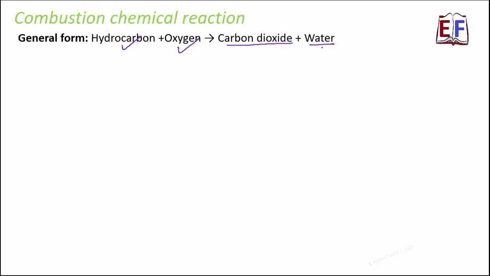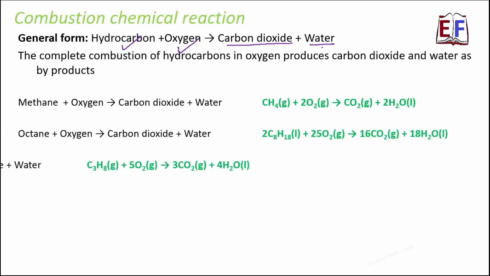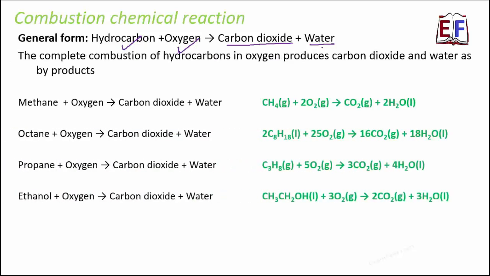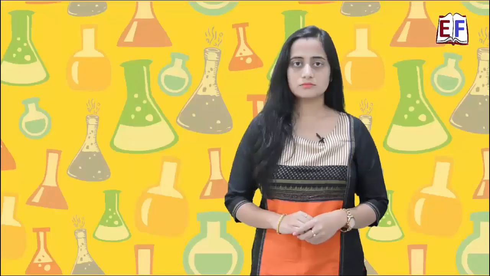So these are combustion reactions. So let us look at some examples. Methane plus oxygen, or octane plus oxygen, or propane plus oxygen, ethanol plus oxygen, butane plus oxygen. So all of these are hydrocarbons, and when they are oxidized, that is when they combine with oxygen, they produce carbon dioxide and water, and this is called combustion.